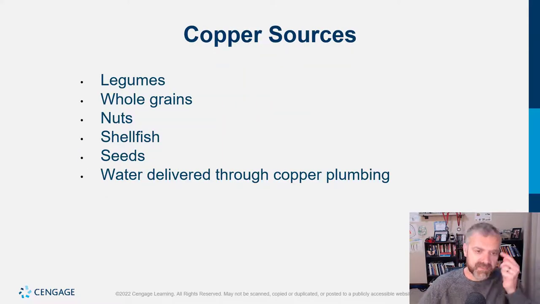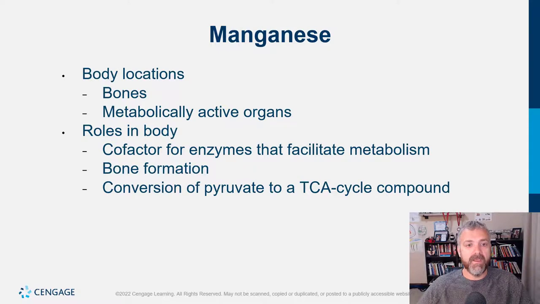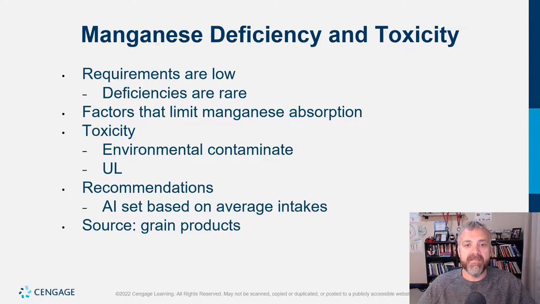All right, copper sources: legumes, whole grains, nuts, shellfish, seeds, and water delivered through copper plumbing if you happen to have it. All right, manganese. It's mainly stored in your bones, like most other minerals, and metabolically active organs. Its roles in the body: cofactor for enzymes that facilitate metabolism. It's important in bone formation, but also in the conversion of pyruvate to a TCA or Krebs cycle compound, so it is needed right there in your aerobic respiration pathways. Manganese deficiency and toxicity: we don't need very much of it. What is the number there?